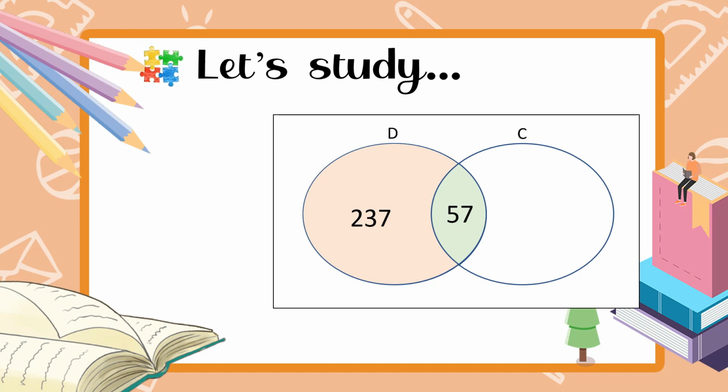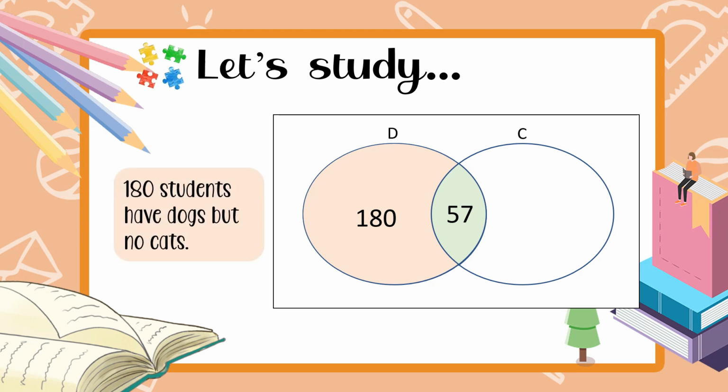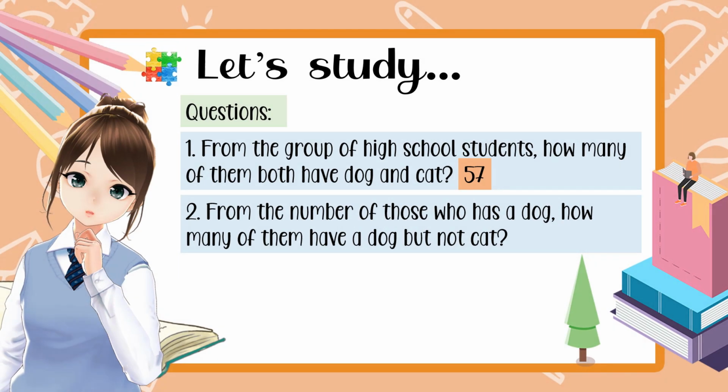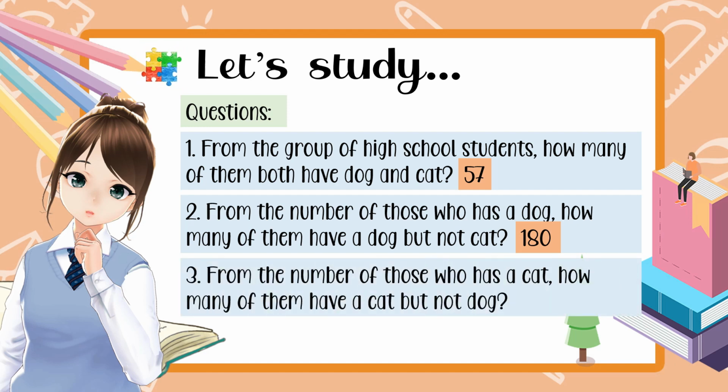So, how are we going to find ilan lang yung may solong dog ang alaga? So, ang gagawin nyo lang, subtract 57 from 237. So, ibabawas nyo yung 57. The answer will be 180. So, therefore, 180 students have dogs but not cats. So, wala silang cats. And now, we're going to write our answer. 180.